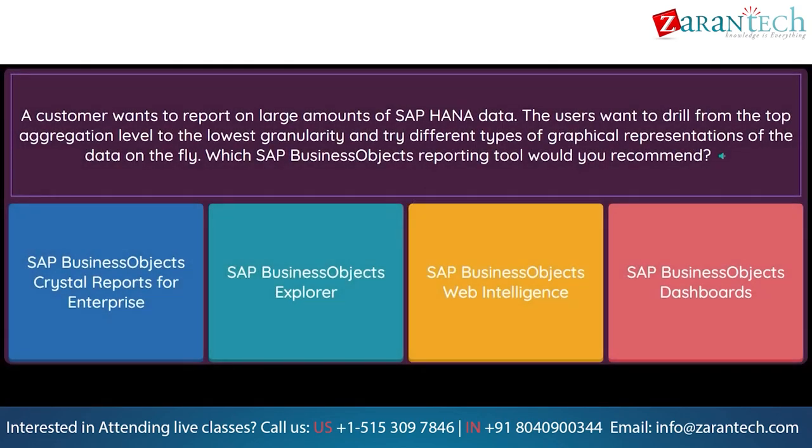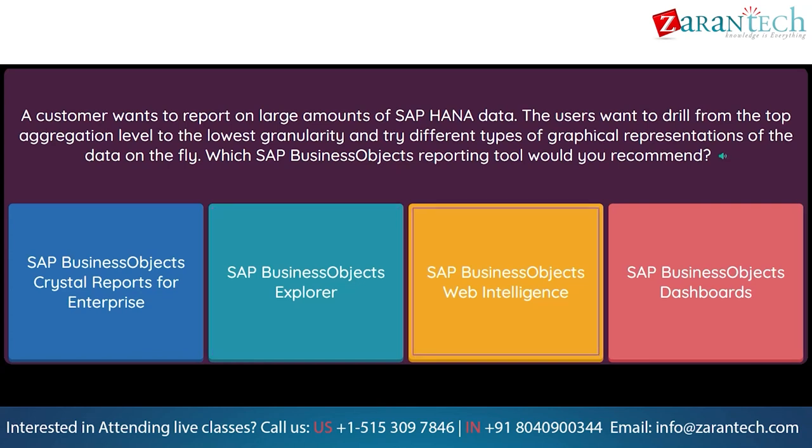Question, a customer wants to report on large amounts of SAP HANA data. The users want to drill from the top aggregation level to the lowest granularity and try different types of graphical representations of the data on the fly. Which SAP Business Objects reporting tool would you recommend? Option 1, SAP Business Objects Crystal Reports for Enterprise. Option 2, SAP Business Objects Explorer. Option 3, SAP Business Objects Web Intelligence. Option 4, SAP Business Objects Dashboards.